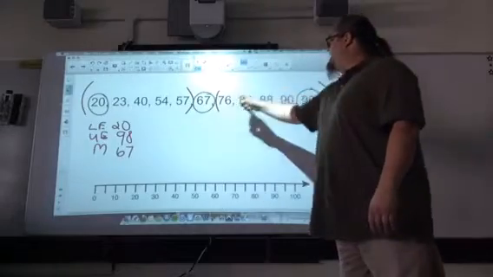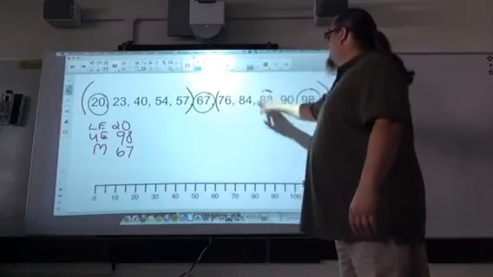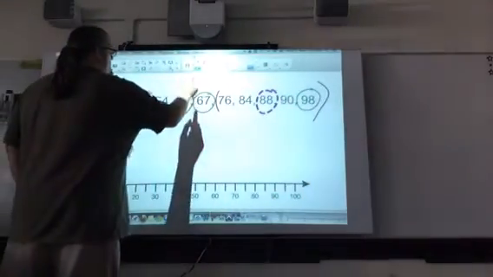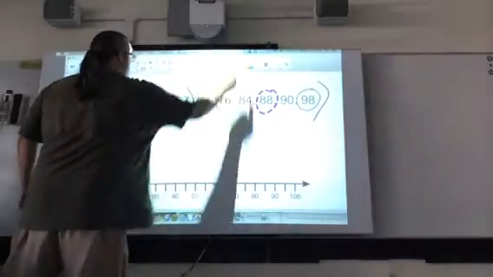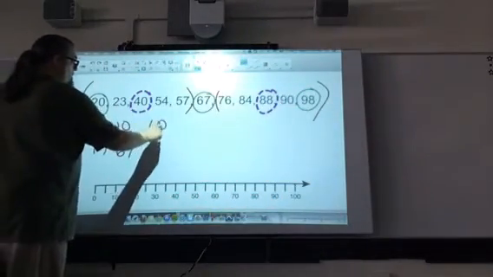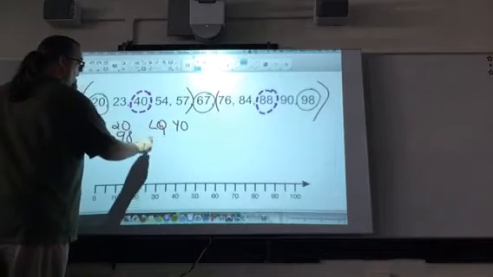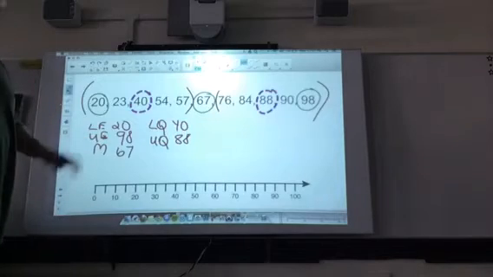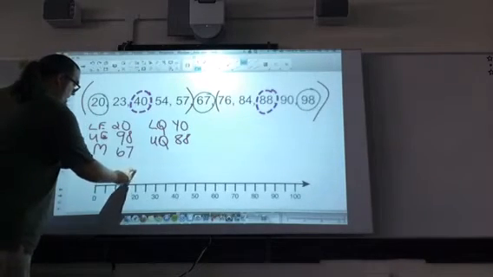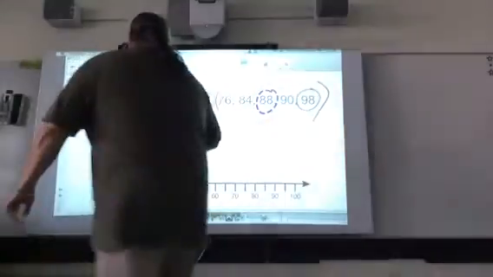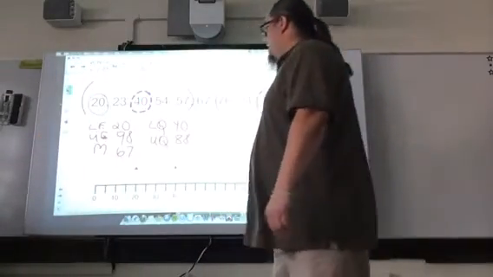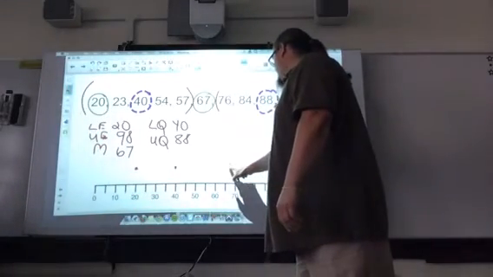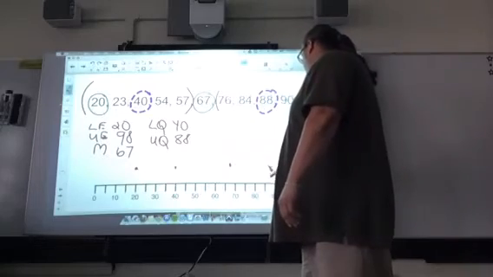So what's the median of these top 5 numbers? Well, it would be 88. And what's the median of these bottom 5 numbers? 40. So now my lower quartile would be 40. My upper quartile would be 88. Now, the next step is you put dots above it. So 20, I'll put a dot there. 40, there. 98 is all the way up here. 67 and 88. That should be all of them.